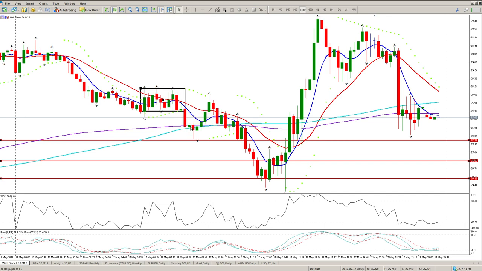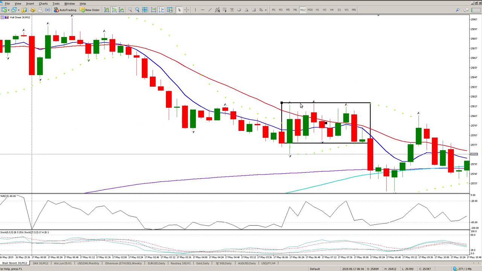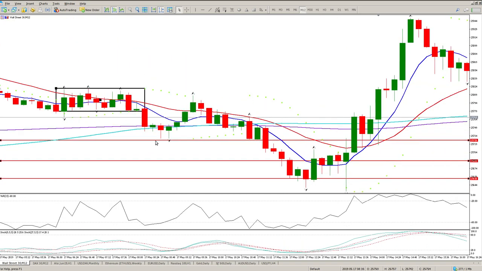You can see we broke down. We hit a level here. Now there are 3 levels in this area. We've got the 200 EMA, the 200 SMA, and we have a level. But if you look carefully, let's just zoom in. If you look carefully, we didn't quite tag this level.